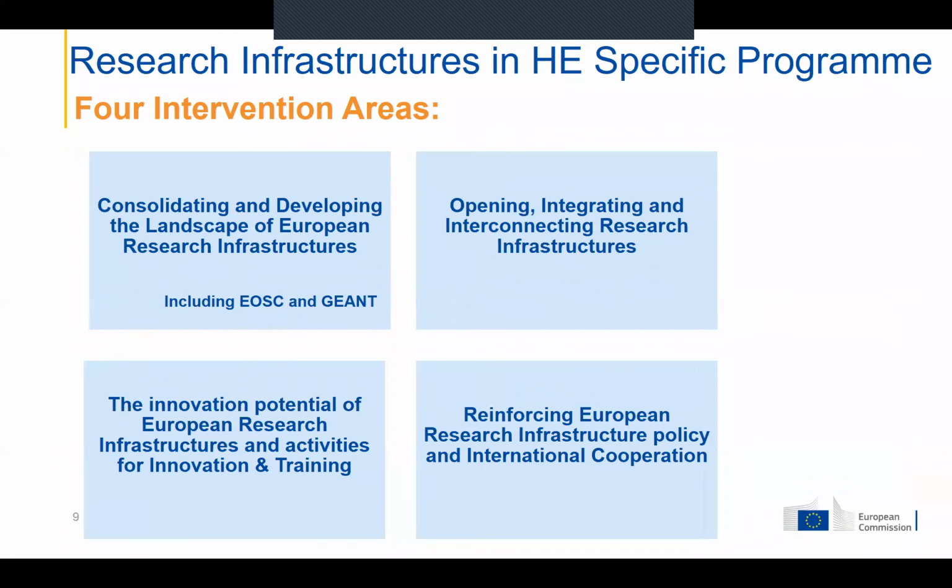The work program for research infrastructures builds on our specific program. And in the specific program, we had identified four intervention areas. The first area is about the research infrastructure ecosystem in Europe. So we need to consolidate and further develop this landscape and foresee activities aiming at consolidating and developing the research infrastructure ecosystem. There will also be activities supporting the opening, the integration and interconnection between the research infrastructures. There will be activities supporting the innovation potential of our research infrastructures, but also supporting training of research infrastructure staff, but also of research infrastructure users.